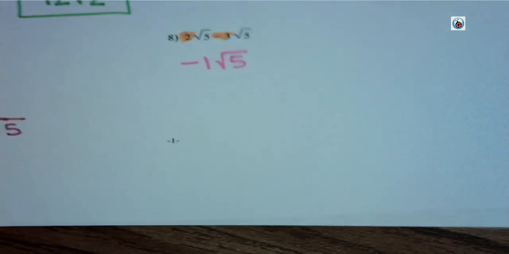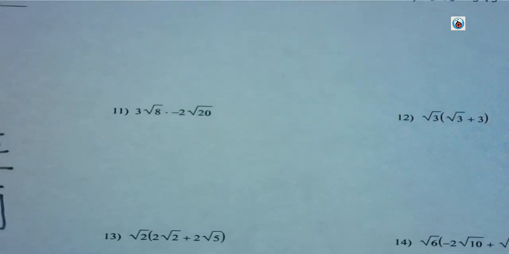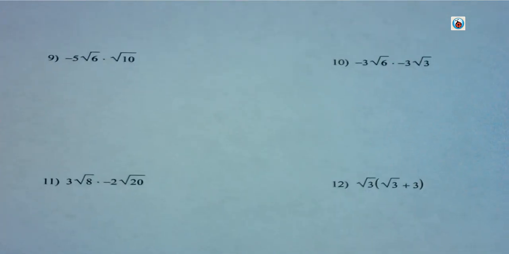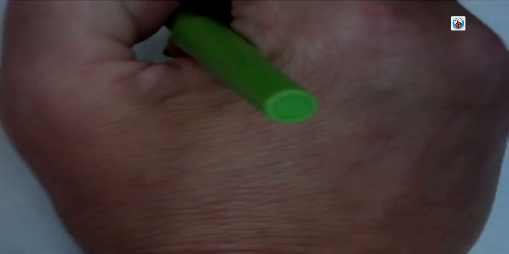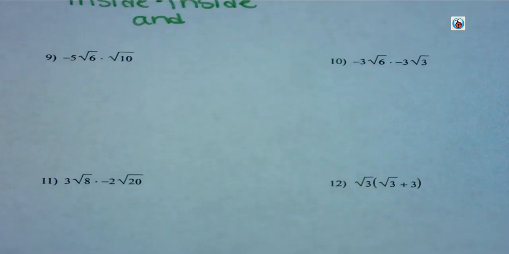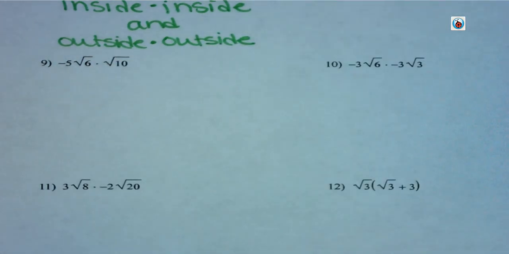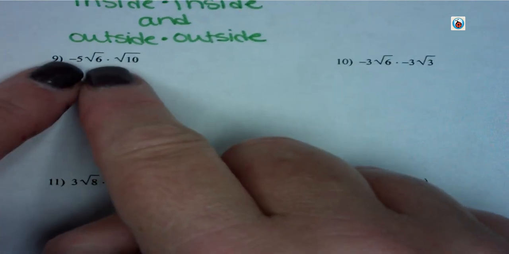Okay, here we go. Number 9. Number 9 is multiplying radicals. When we multiply radicals, I like to say you multiply inside times inside and outside times outside. Then simplify. Okay, so let's talk about this. What is my outside numbers? I have a negative 5, and then there's an assumed 1 here. So negative 5 times 1 is negative 5.